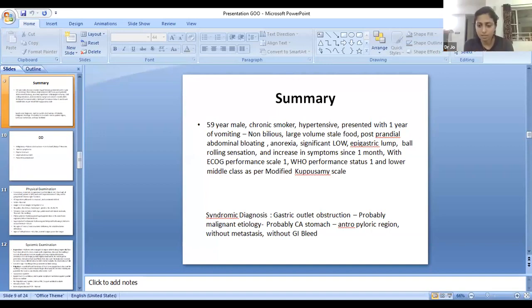So there is weight loss and anorexia, and epigastric lump is felt. No, that depends upon the etiology, no? Just now Narendra sir told the most likely possibility is a malignancy, and then you can expect other symptoms. But pakka gastric outlet obstruction versus a gastroparesis, can you clinically differentiate?